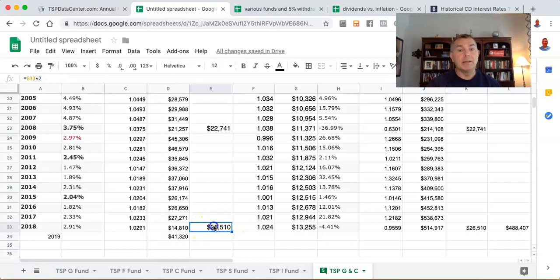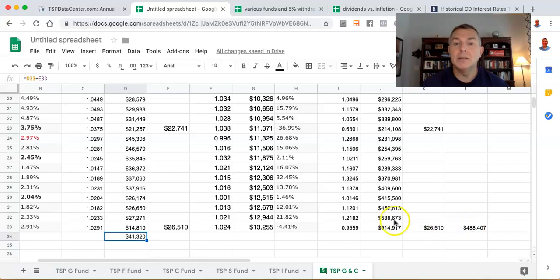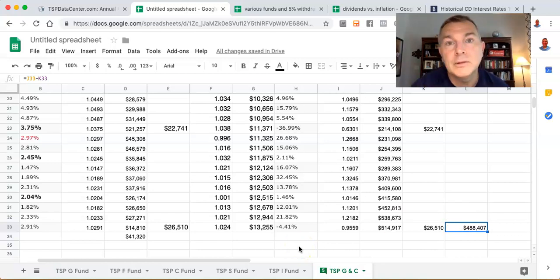But we took 26,510, which is 2 years of the income we need. And so we added to the 14,810 the 26,510, so we begin the year 2019 at 41,320. We ended the year 2018 at 514,917, but we have to put money back into the first bucket. And so what we do here is we say, okay, what happens here? We don't know what the returns are going to be, so we start 2019 with $488,000.